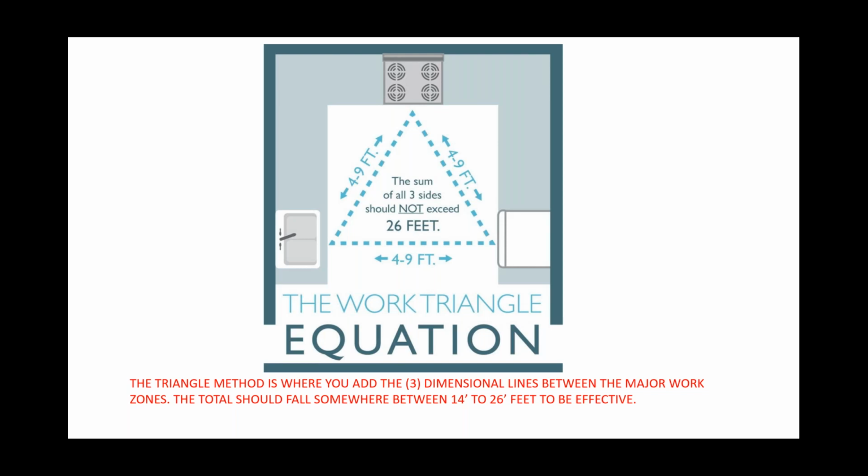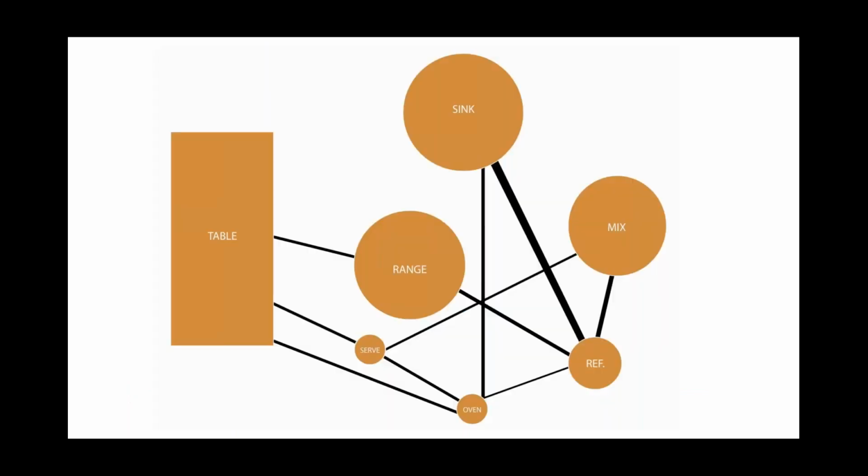Those are some of the things that come into play with the work triangle as we move forward. Here was a study that was done. There's one line missing, but I love this slide. Let's call this Thanksgiving dinner. Actually, there's a couple lines missing, but the thicker the line, the more space you go between. So the sink to the mixing should have a thick line there.